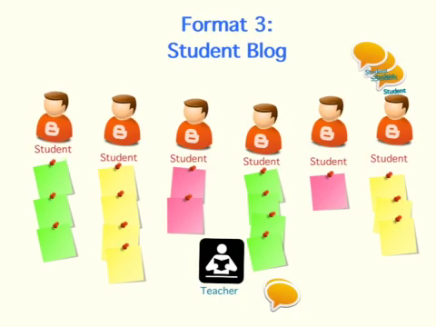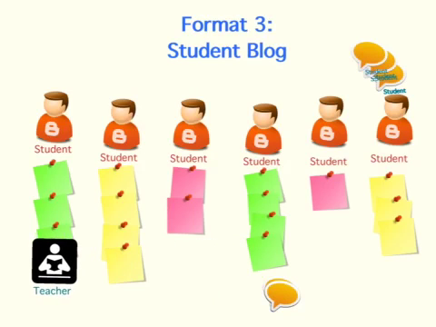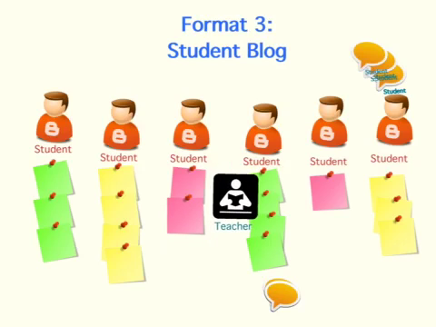So student A has gone out and created the green blog, and student B has created the yellow blog, and student C has created the pink blog, and so on. Now the teacher becomes the primary reader of each of these blogs, and this is where that disconnectedness can start to happen. The teacher has to go and click on this link and check that post, and check that post, and check that post.